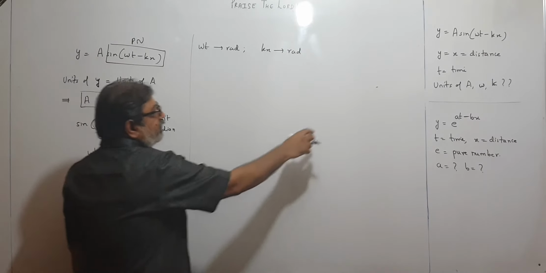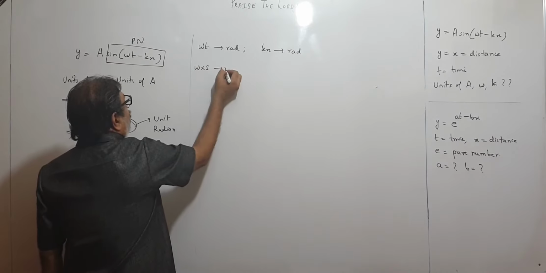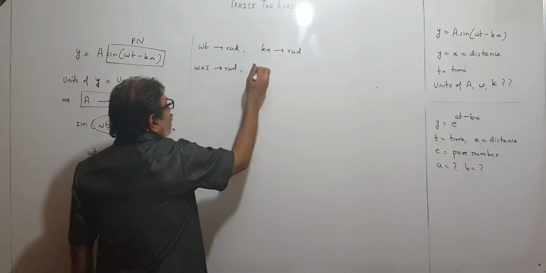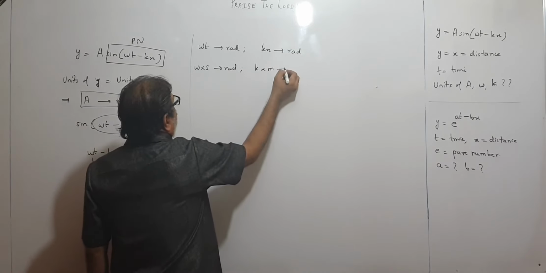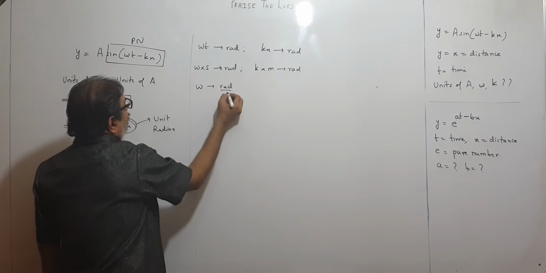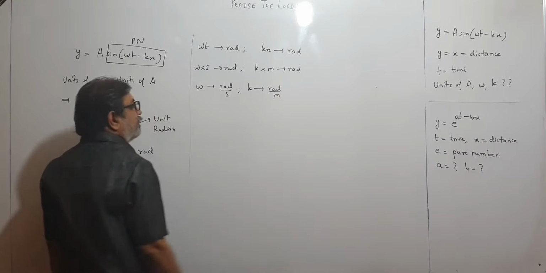T is given to me as second. See, t is time, so t is second. So omega into s is radian and x is distance, so this will be meter. So k into meter is radian. So omega is unit radian per second and k will have unit radian per meter.